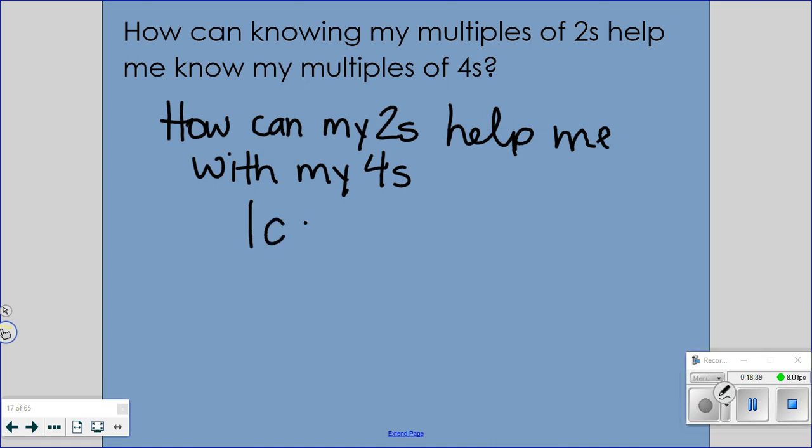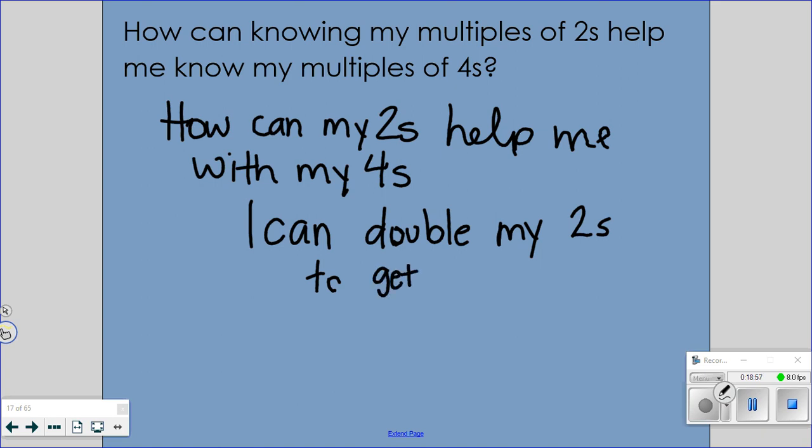I can. I'm writing. Double. So when you know how to double, right? Yes. I can double my 2s into a double, double to get my 4s. I can double my 2s to get my 4s.